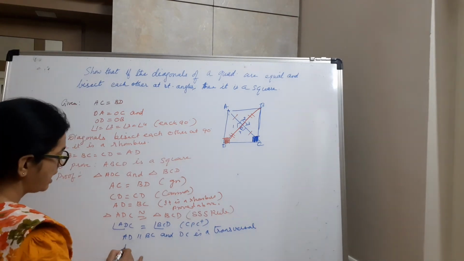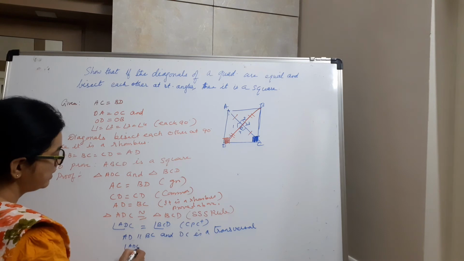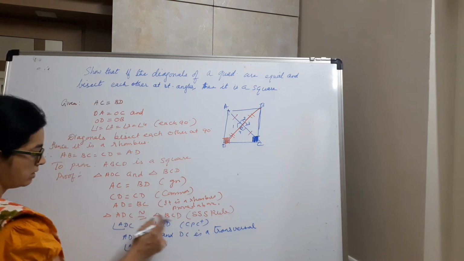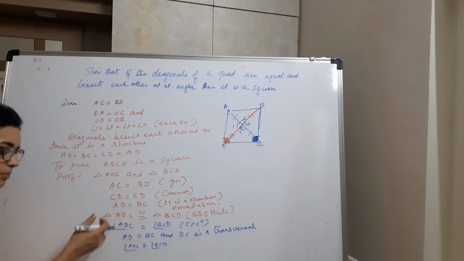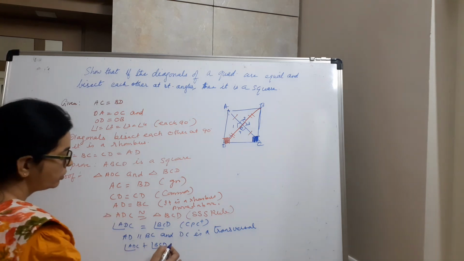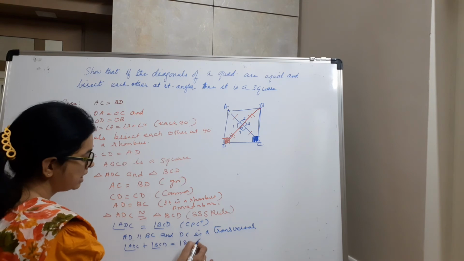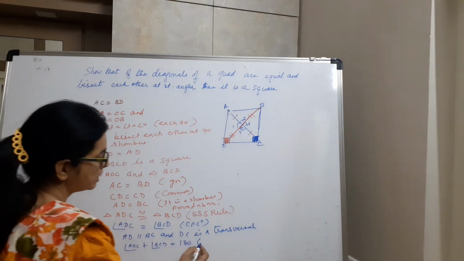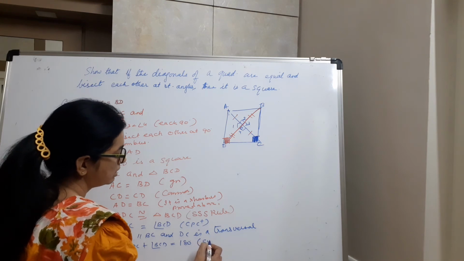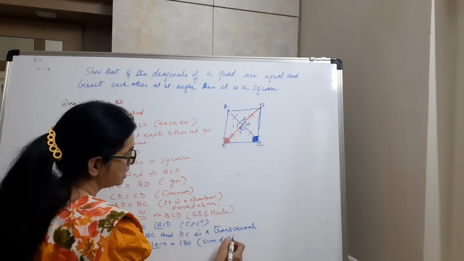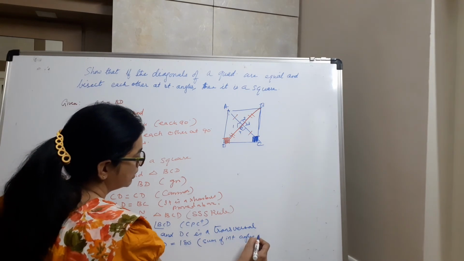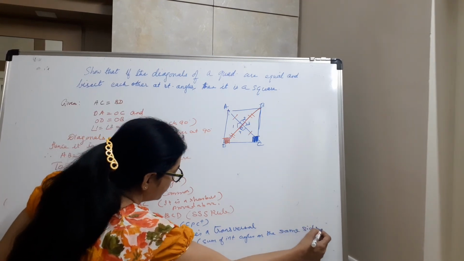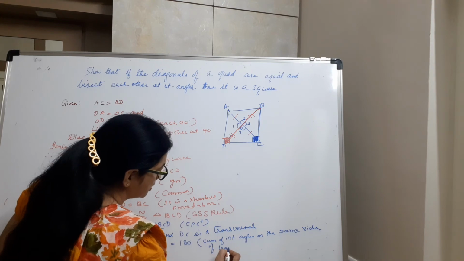That is why angle ADC plus angle BCD, which we have proved here in CPCT, those two angles will become 180. Which property? Just now I asked you which property will be applicable. The sum of interior angles on the same side of the transversal are supplementary.